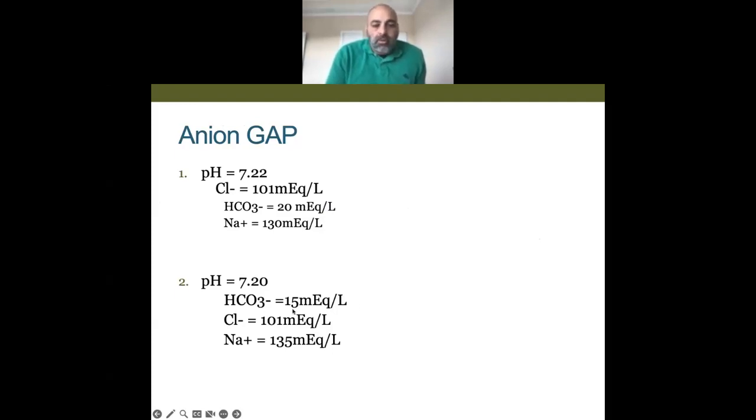Same thing here. 101 plus 15, that's 116. Subtract that from 135, that's 19. You said 135, 16 should be, yeah, 17. I can't math today. 19. Yeah, I was like, it should be higher than that. Since that's above 12, above 14 really, that's a positive anion gap. Nice.